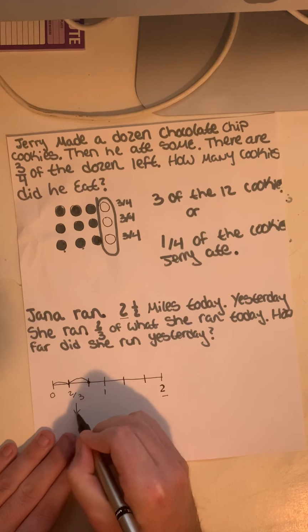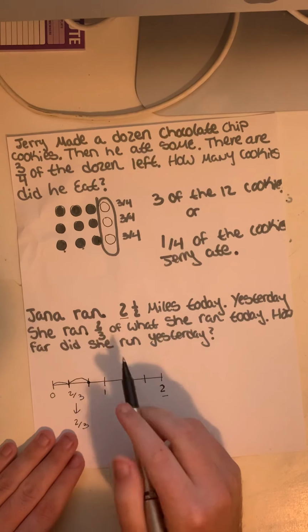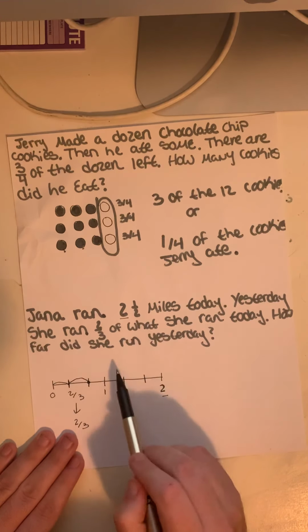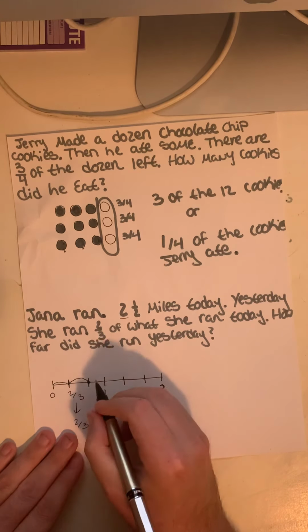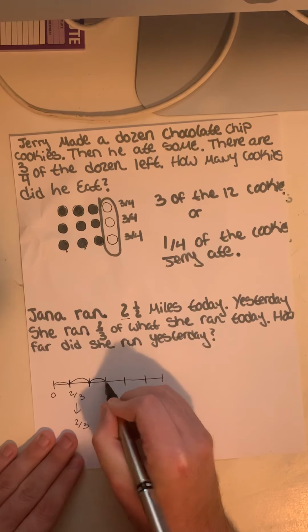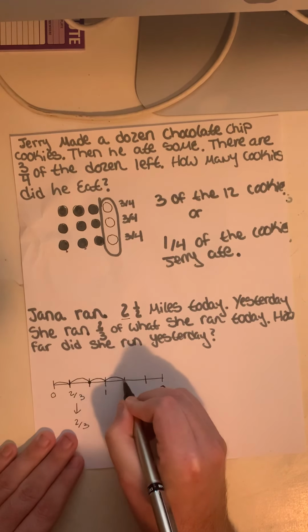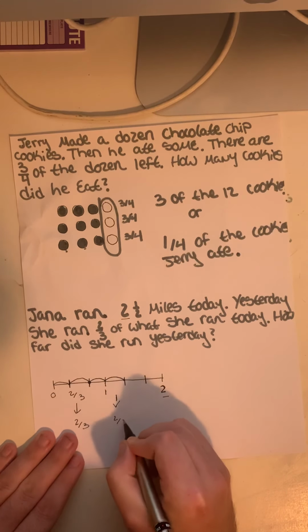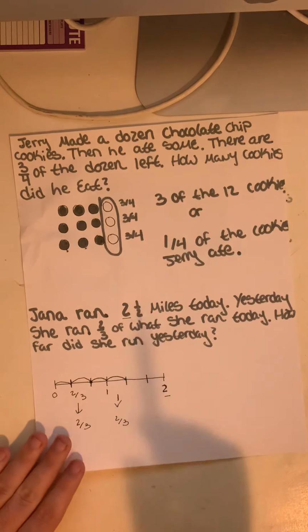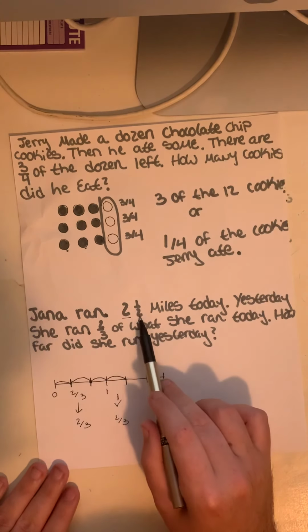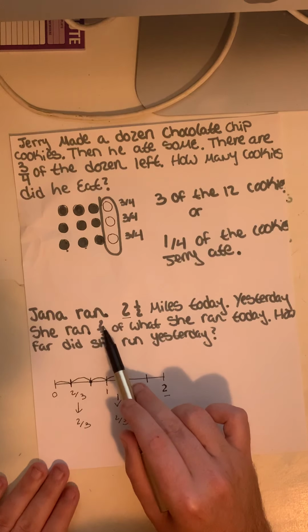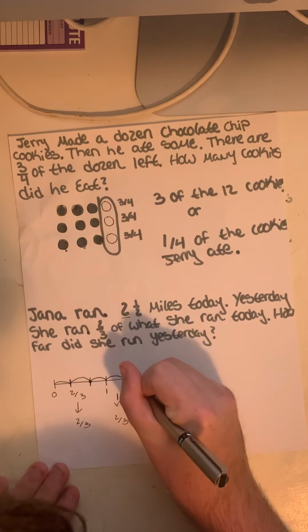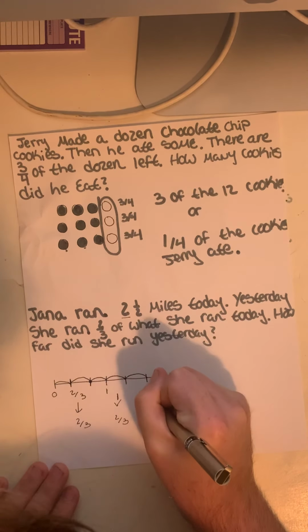Bring that number down. And then she ran, for the second one of the 2, because we have a whole number 2, 2/3. So we need to count another 2/3. 1, 2. So we're going to bring that down. And then we still have that half on the end. So what is 1/2 of 2/3? 2 divided by 2 is 1. So we need to add one more 1/3.